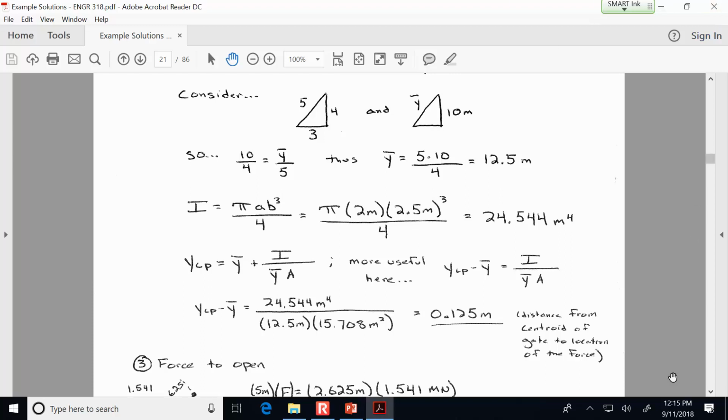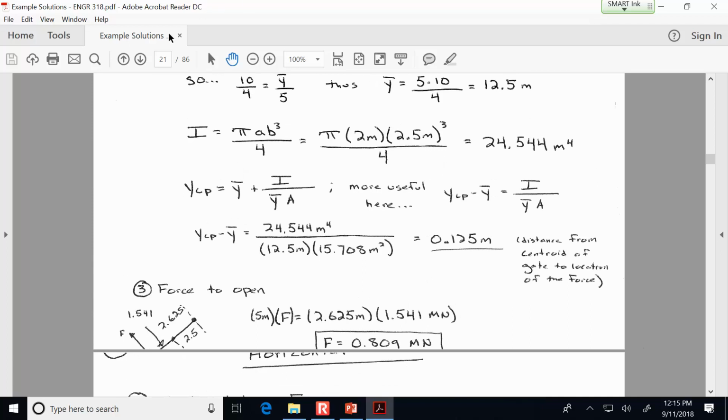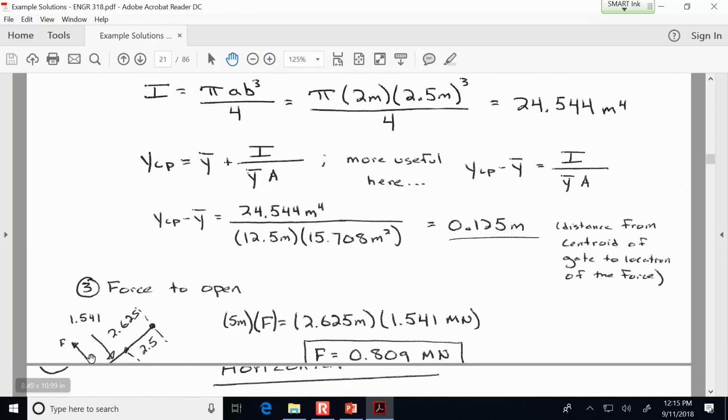And so let me go back down here to the drawing I have at the very end. So the distance between the centroid and where the force is applied is 0.125 meters. And so this gap right here is 0.125 meters. So that means from the hinge to where the force is located is the 2.5, which is half, plus that little difference defined by the ycp minus y bar. So 0.125 meters is added on to the 2.5. So that's where the 1.54 meganewtons is applied.